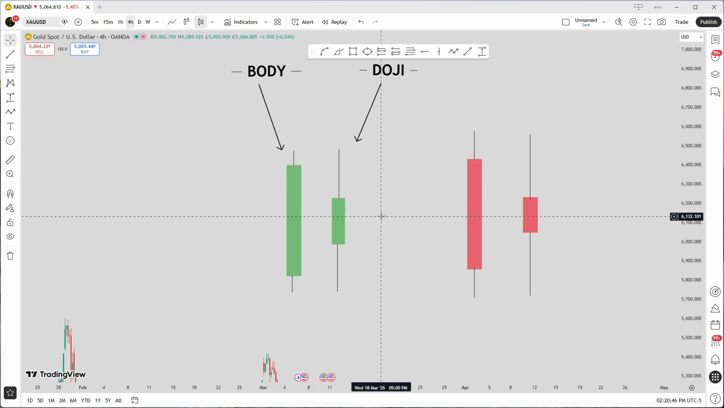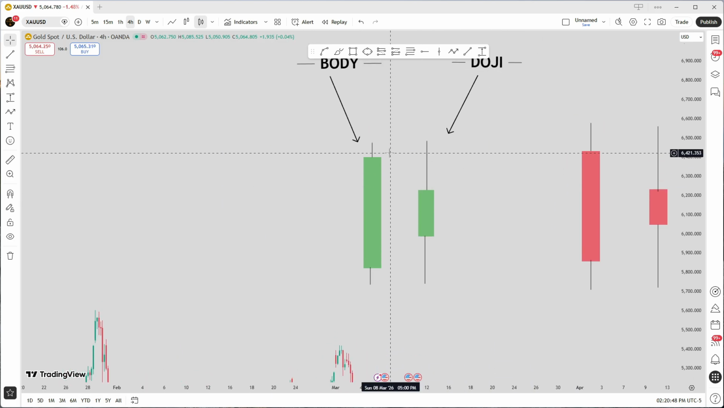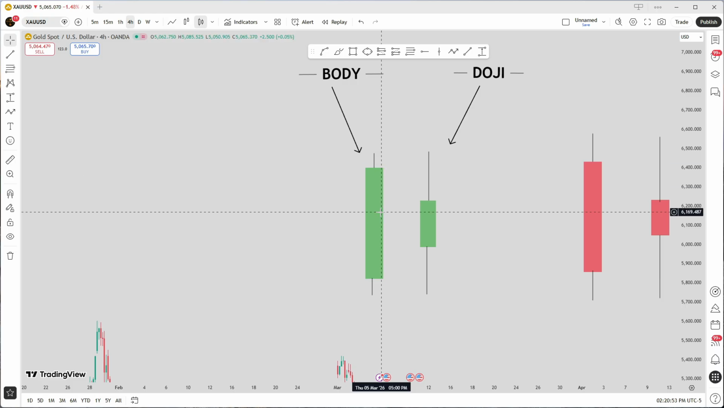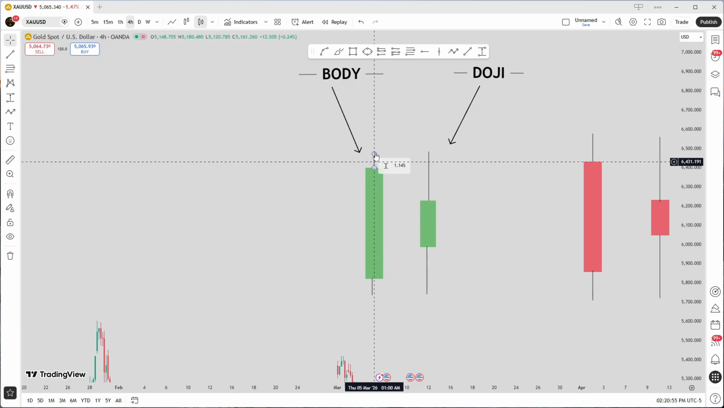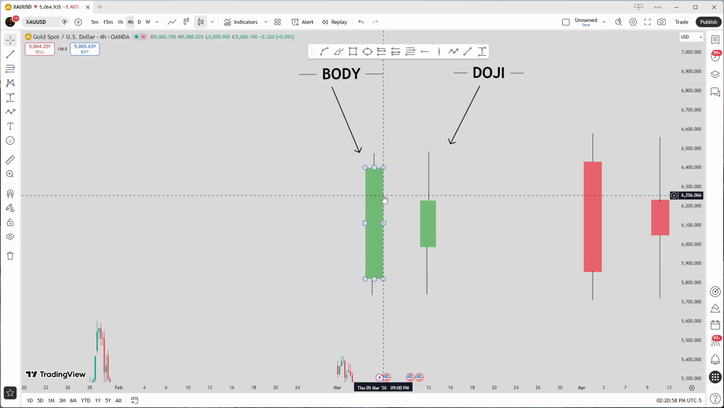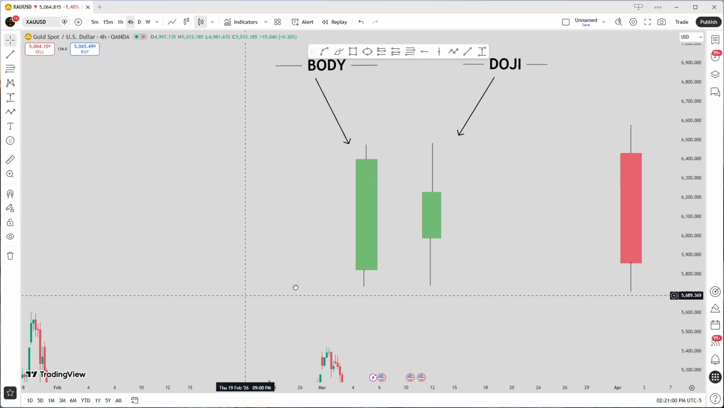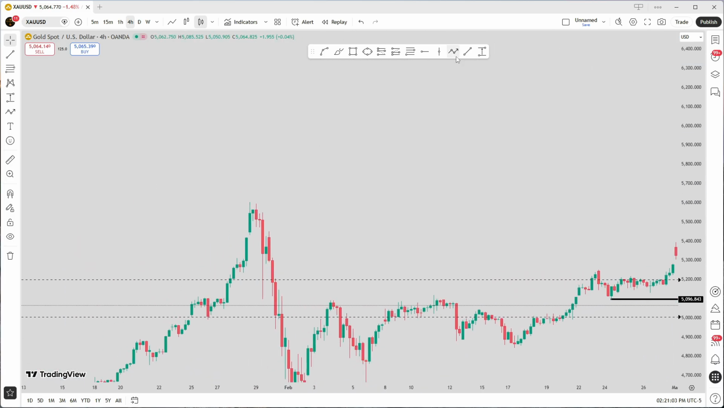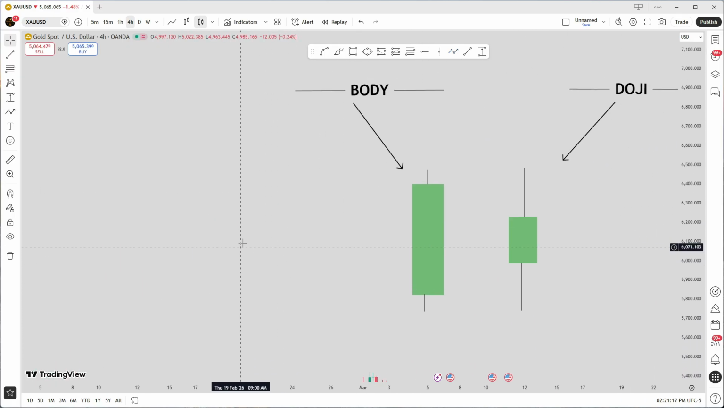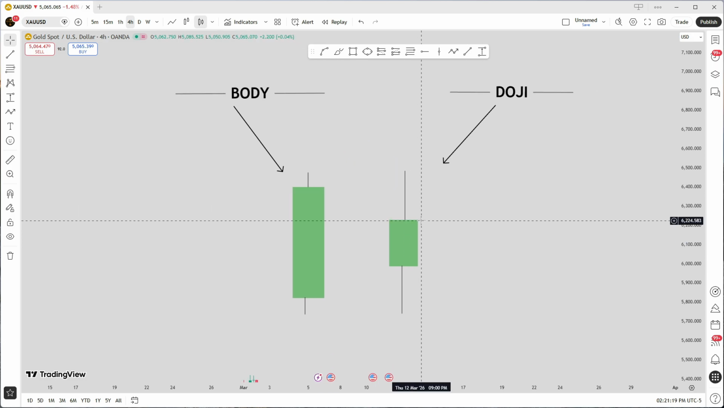The body candle is when the body of the candle, which is this thick part here, is larger than the two wicks combined. So this here is a body candle. An example of a body candle is this here, this red one, or this, or this. By now you're supposed to understand. That's a body candle.